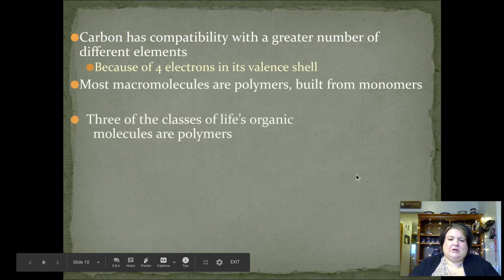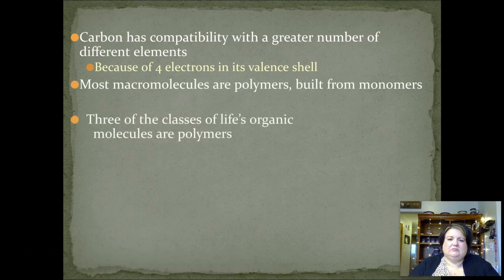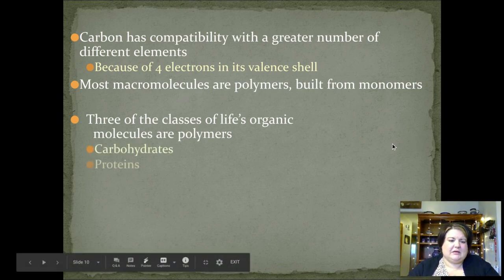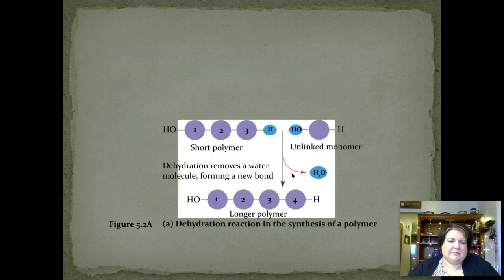Remember that a monomer is a singular thing when you're talking about a molecule, and then a polymer is a chain of monomers. So a polymer is like a pearl necklace, and a monomer is like that singular pearl or that singular bead. So keep that in mind. So let's talk about these 4: carbohydrates, proteins, nucleic acids, and lipids.